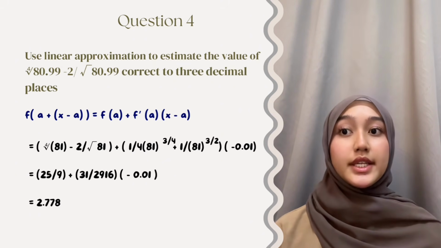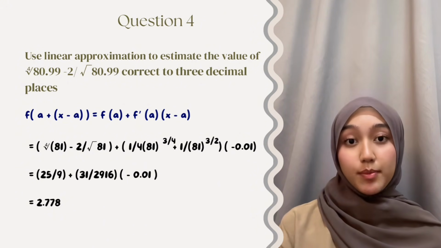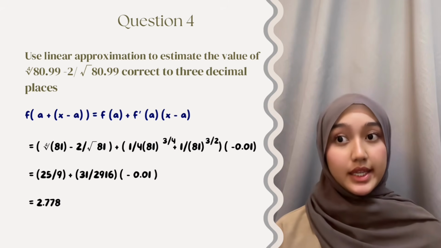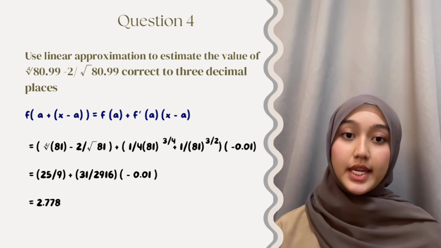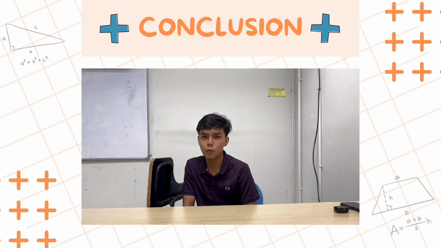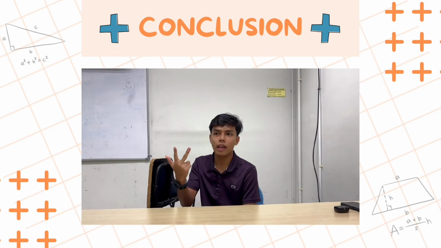Therefore, using linear approximation, the value of the fourth root of 80.99 minus 2 over the square root of 80.99 is approximately 2.778. So, from these topics of techniques of differentiation, we've covered the product rule, power rule, quotient rule, and chain rule.